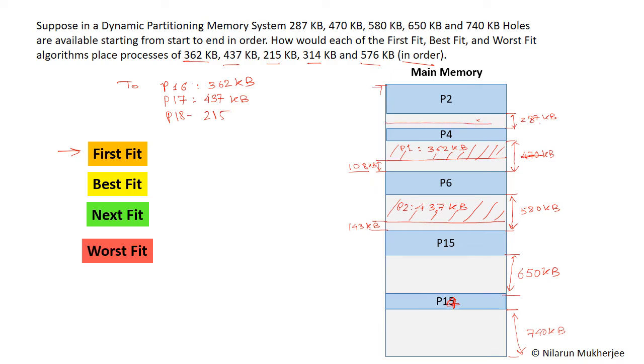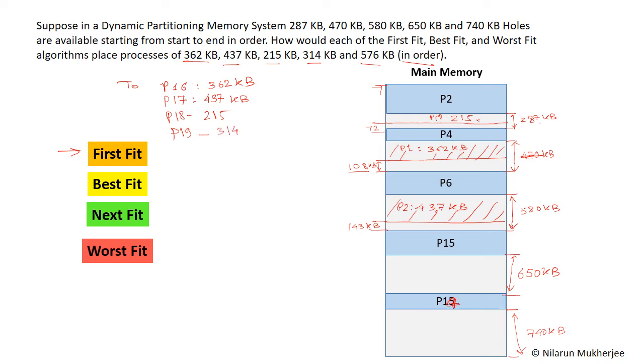Then comes P3 with 215. Again it will search from the beginning and it will find it here. It can fit. So P3, 215, will be there. So the leftover will be 287 minus 215, 72 kb.